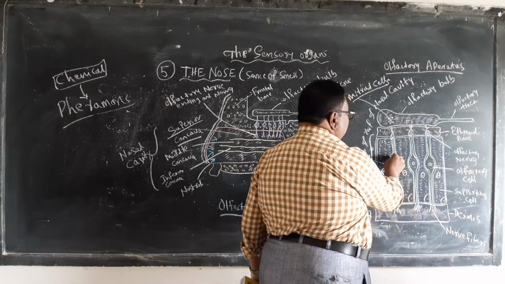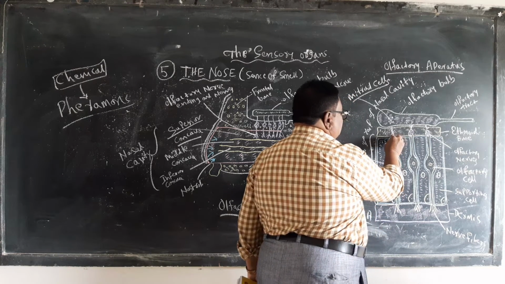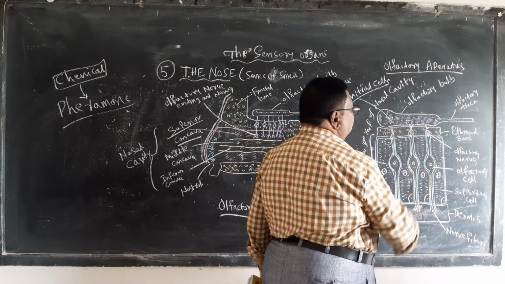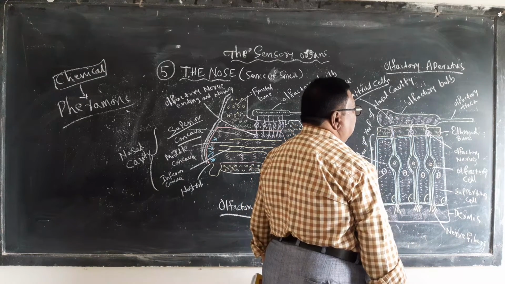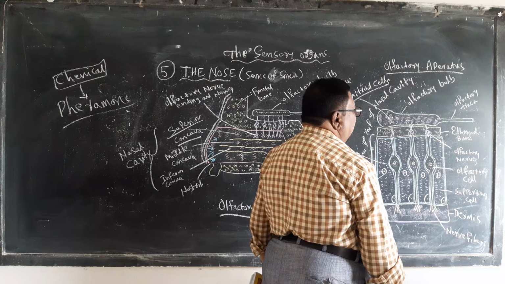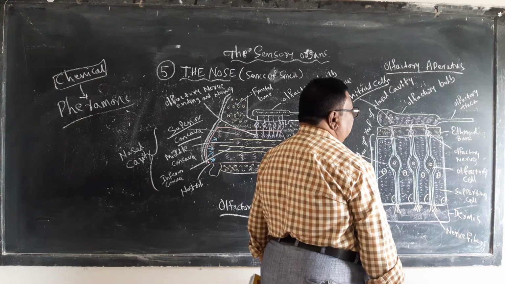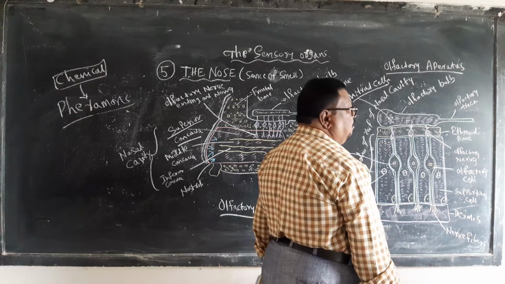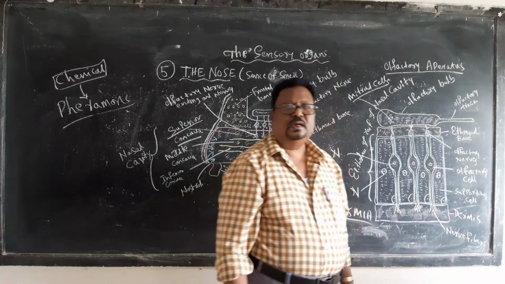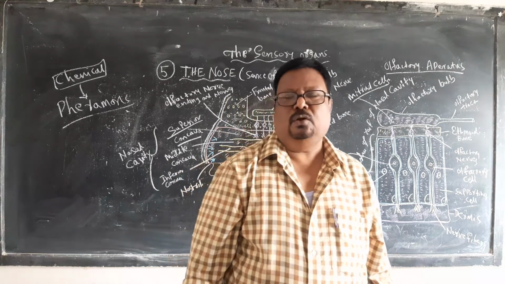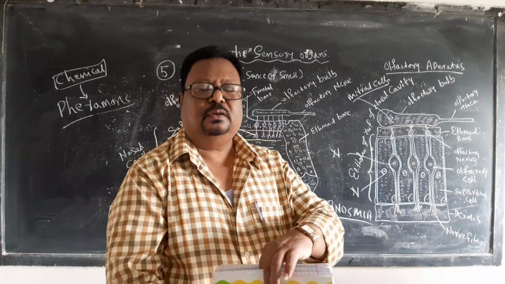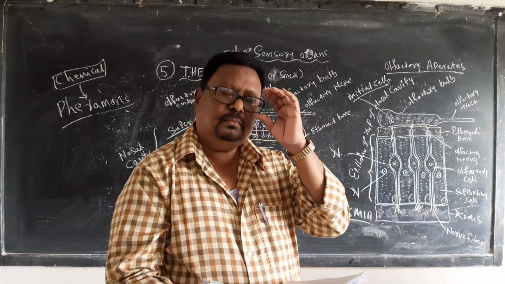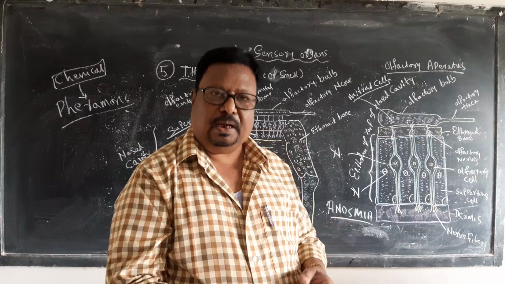This bipolar neuron has the cilia, which convey the message to the olfactory bulb, and the olfactory tract and the olfactory nerves are the olfactory apparatus which convey the impulses towards the brain. So this is the sense of smell, the nose, the sense organ of smell.